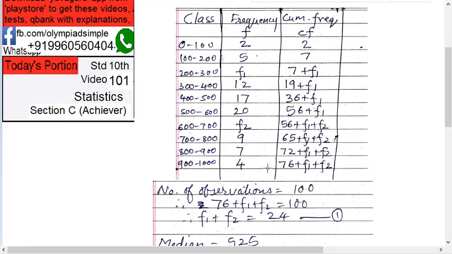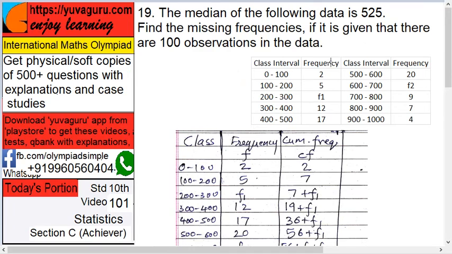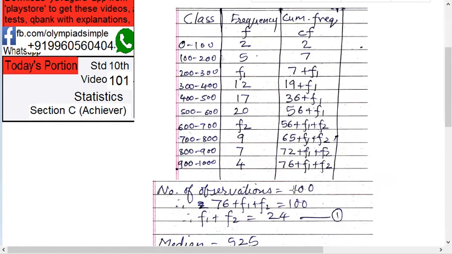So this is the cumulative frequency at the end, means the total number of frequencies added up comes to this. But what is given? There are 100 observations, right? So 76 plus f1 plus f2 will be equal to 100. So add them and solve them. f1 plus f2 equals, bring 76 to this side, 24. So this is equation number 1.